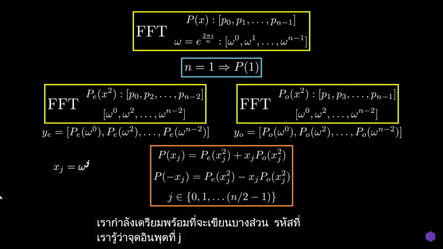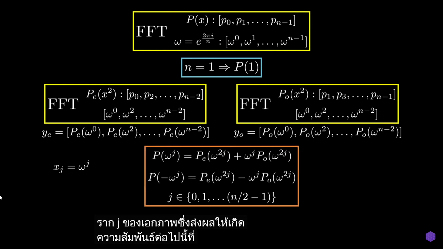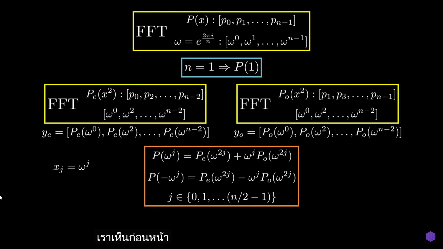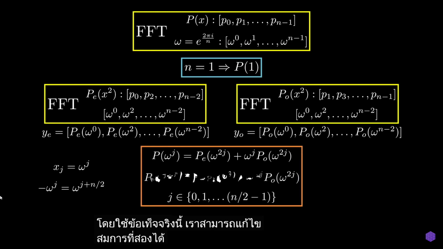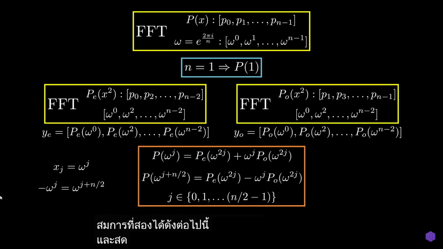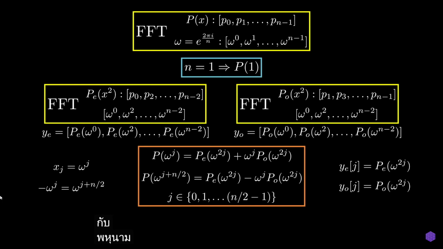We know the jth input point will correspond to the jth root of unity, which results in the following relationship. We also saw earlier that the paired point negative omega to the power of j is equal to omega to the power of j plus n over 2 due to the properties of the roots of unity. Using this fact, we can modify the second equation as follows. And lastly, one more fact that's nice is that the jth index in our ye and yo list correspond to the even and odd polynomials evaluated at omega to the power of 2 times j.